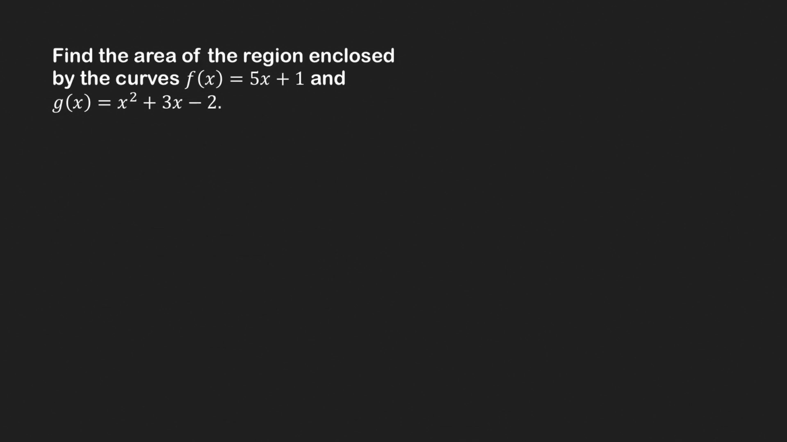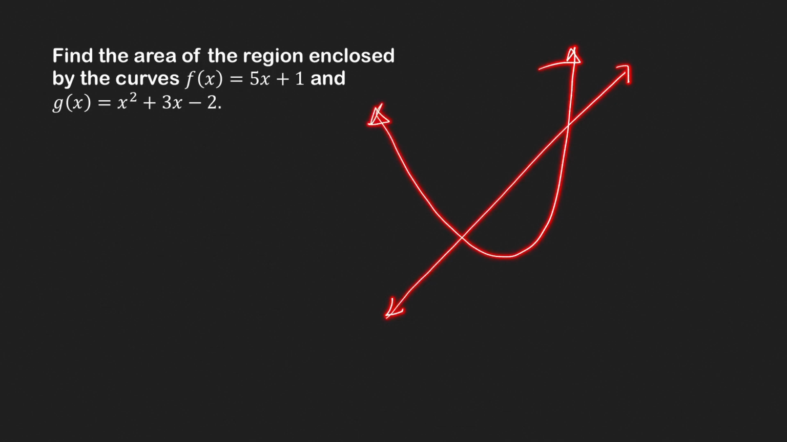Suppose we want to find the area of the region enclosed by the curves f of x equal to 5x plus 1 and g of x equal to x squared plus 3x minus 2. We know already the graphs of these two functions. The graph of f is just a straight line with positive slope, so it's an increasing line. And the graph of g is a parabola that opens up because the coefficient of x squared is 1, which is positive. So we would expect that the graph looks something like this, and we are interested in finding the area of this region enclosed by the two curves.